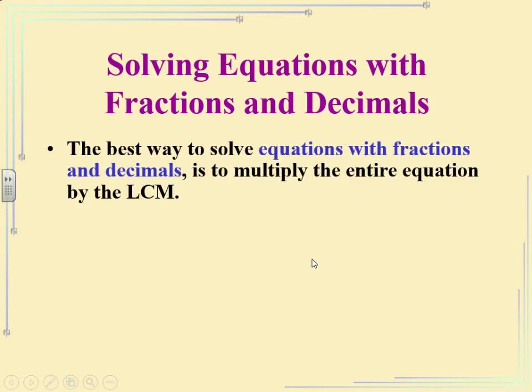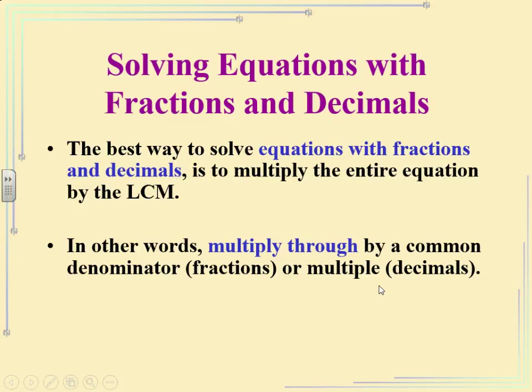When we are working with these types of equations, the best way to solve these is to multiply the entire equation by your LCM. Your LCM is your least common multiple, the least common multiple of fractions and decimals. The least common multiple of fractions is always the least common denominator. So you look at all the denominators, find the number that they all go into. The least common multiple of decimals, though, is going to be a power of 10. So 10, 100, 1,000, and so on. And we'll look at that with some examples.